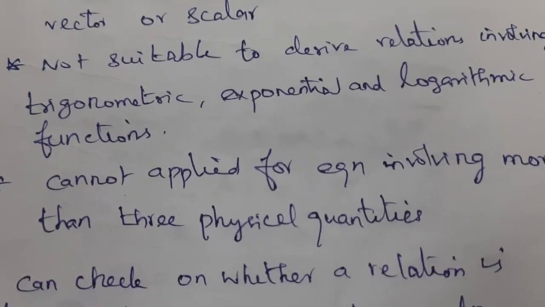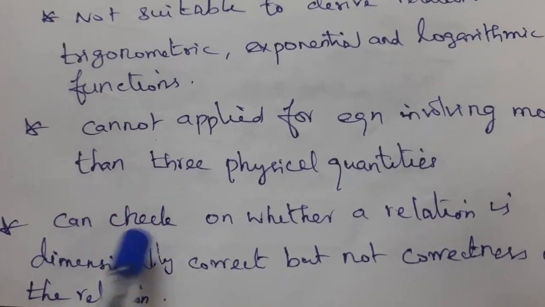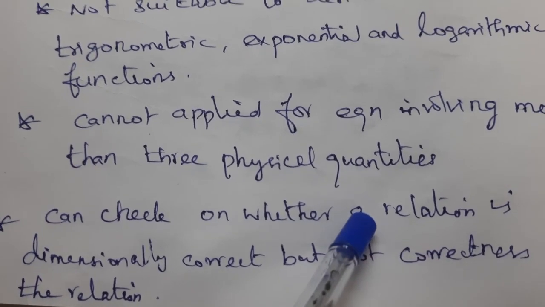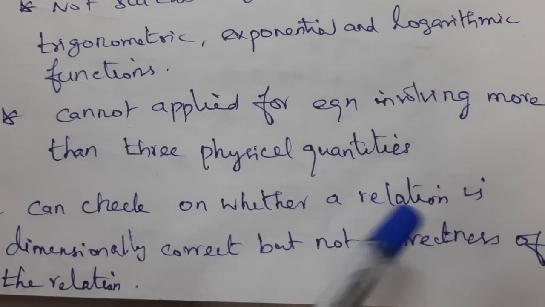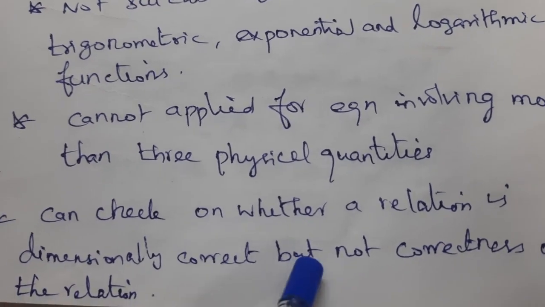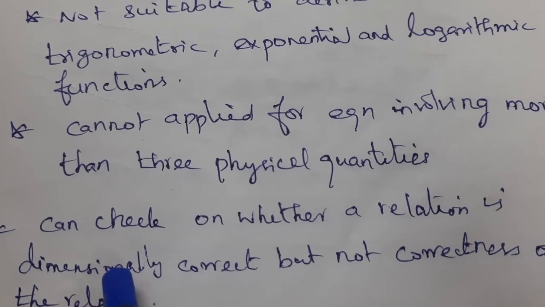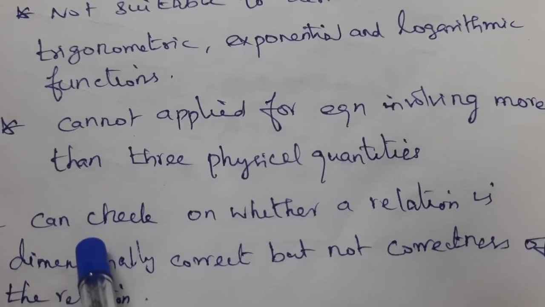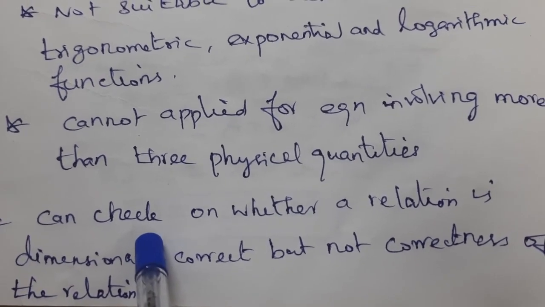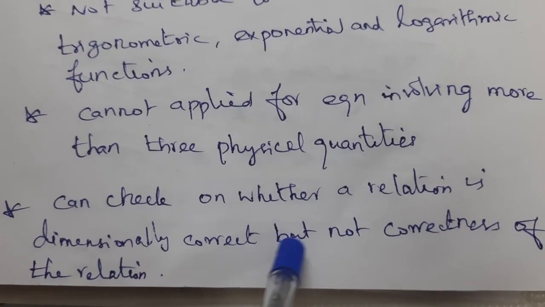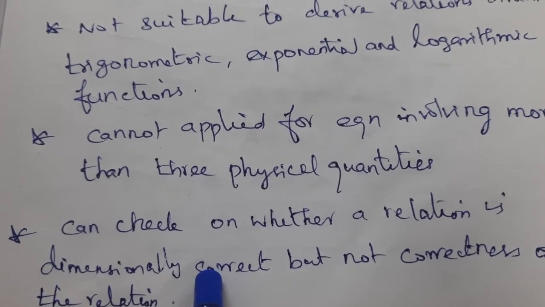The last limitation is that it can check only whether the relation is dimensionally correct, but not the correctness of the relation.